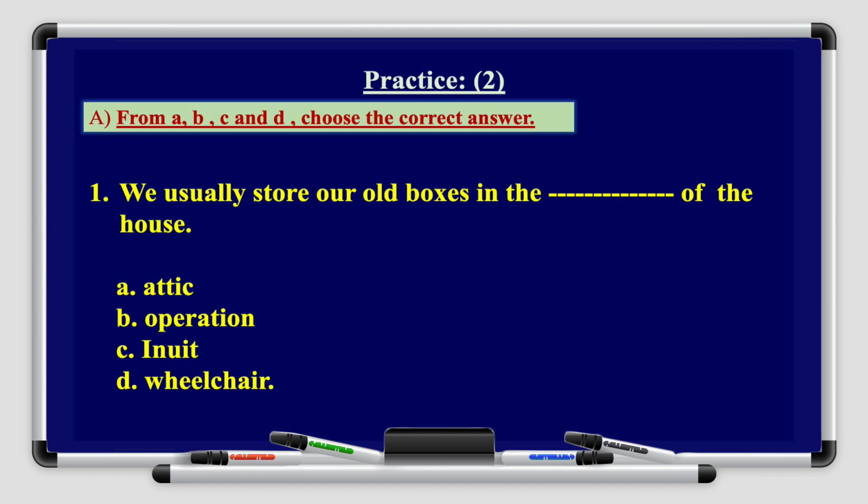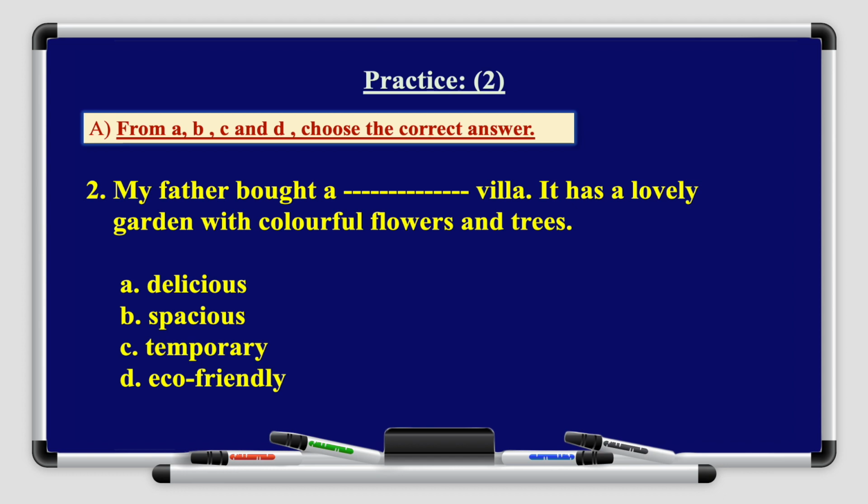Okay, practice number 2. From A, B, C, and D, choose the correct answer as well. So number 1, we usually store our old boxes in the blank of the house. Where do we store them? Is it A, attic, B, operation, C, inward, or D, wheelchair? Excellent. It's A, the attic. So we usually store our old boxes in the attic on top of the house. Next we have the sentence, my father bought a villa. It has a lovely garden with colorful flowers and trees. So is it A, delicious, B, spacious, or C, temporary, or D, eco-friendly? So it's B, spacious, because it's a villa. We can't say delicious, we can't eat a villa. So my father bought a spacious villa.